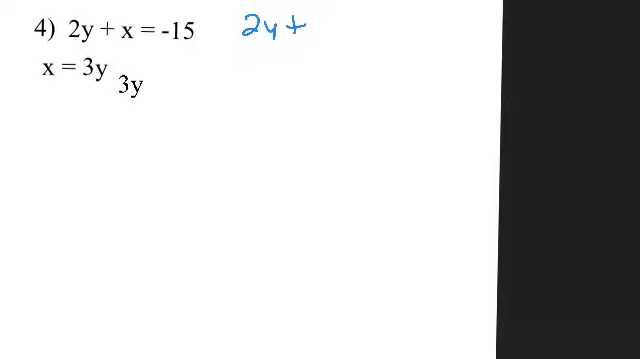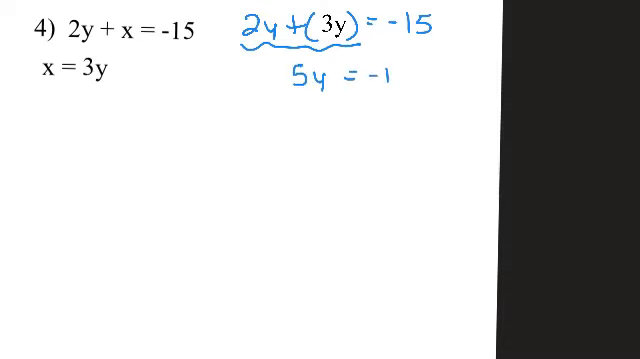Step 1, rewrite the equation and substitute in for the variable. 2y plus x. What is x? X is 3y. Equals negative 15. Step 2, distribute. Well, there's nothing to distribute here because really the coefficient out in front is just a 1. So now step 3, combine like terms. 2y plus 3y is 5y equals negative 15. Step 4, solve for the variable.